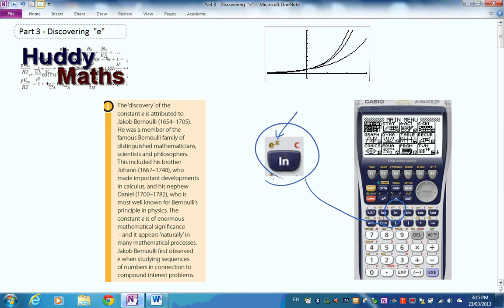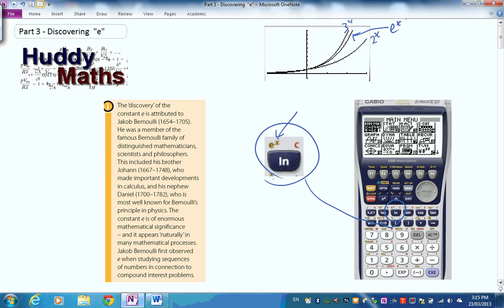And if you were to draw a graph of e to the x, you would find it somewhere between 2 to the x and 3 to the x. There's a sneaky little critter in there. This is e to the x. So what is this e business?